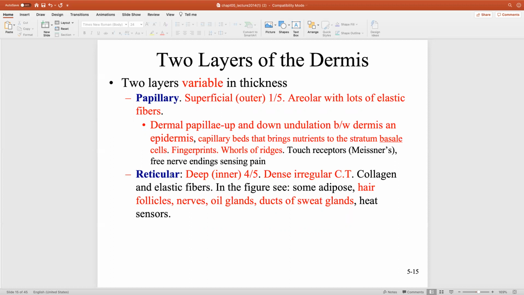Now, the deeper layer, the reticular layer, the deep inner layer, makes up 80% of the dermis. This is where we see incredible amounts of dense, irregular, collagenous connective tissue. Also where we see a little bit of fat, but more importantly, lots of hair follicles, lots of nerves, lots of glands for sweat and for sebum, oil glands that allow you to make your skin supple. So then your hair on your arms and hair on your scalp is nice and not brittle.